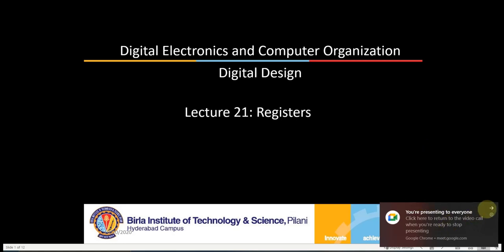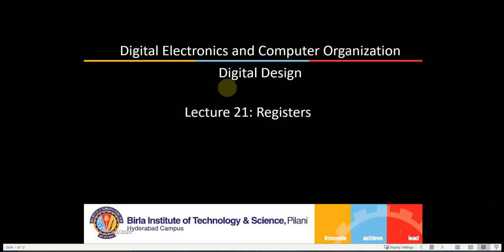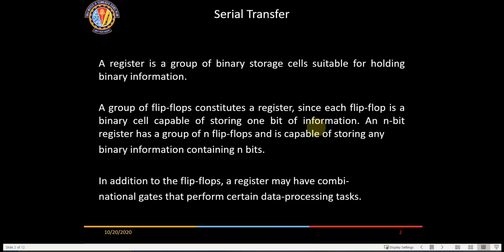Okay, today we are going to learn about registers. Now, how are registers different from flip-flops? Okay, so let's see. A register is a group of binary storage cells suitable for holding binary information.